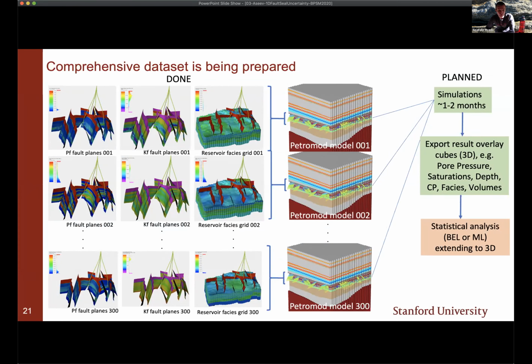So our plan is to run all the simulations and then export overlays like pore pressures, saturations, and facies, and run not the same but a similar analysis to predict column height accumulations or saturations based on prior knowledge.